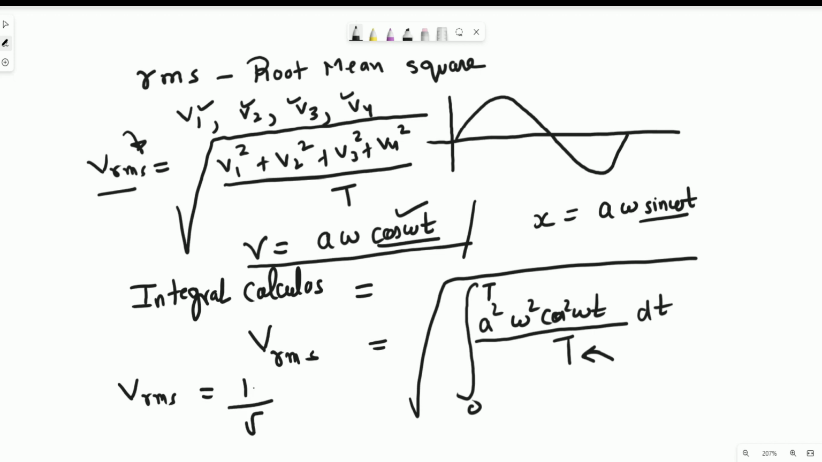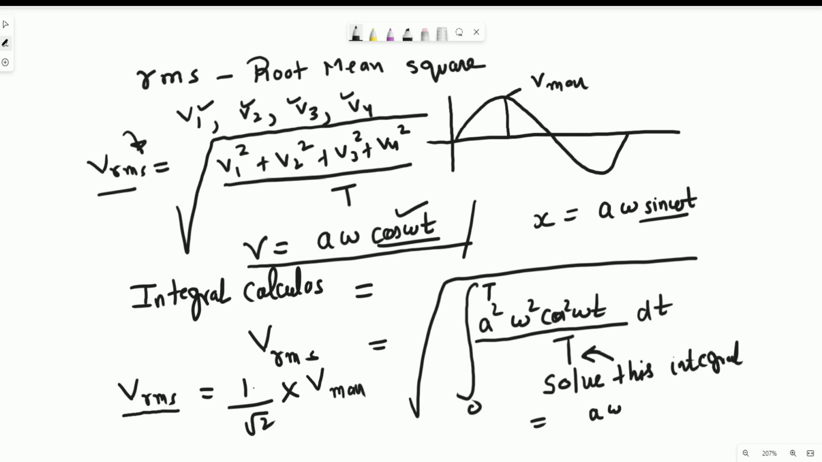1 by root 2 times the maximum value of that function. So for example, the maximum value of amplitude or velocity could be this. This could be V max, right? So you know this value. So if you want to find V RMS, multiply this by 1 by root 2 into V max. And where do we get this? If you solve this integral, you will get the answer. You will get the answer as a omega multiplied by 1 by root 2. So this is the maximum part of it, and you will get this answer.